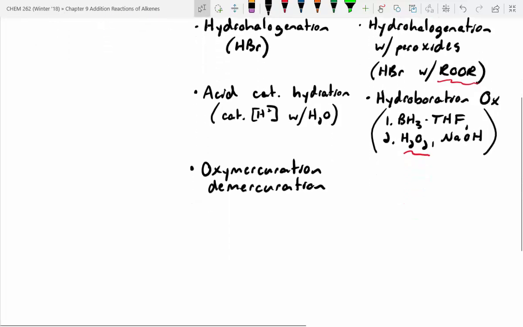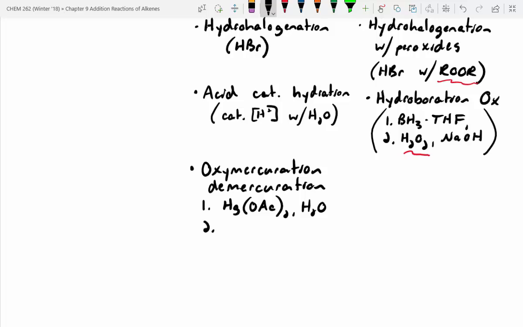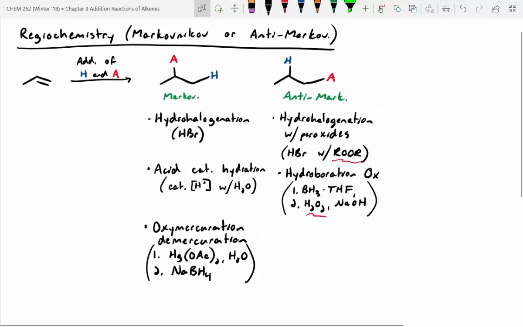And that one's also pretty straightforward. That's when we use mercuric acetate and water in step 1. And who remembers what we use in step 2? Yeah, sodium borohydride. So this, I think, kind of exhausts the ones where we have control over Markovnikov versus anti-Markovnikov.